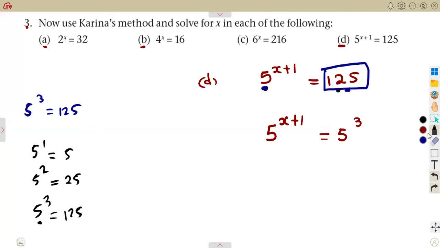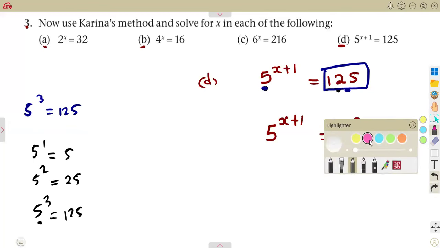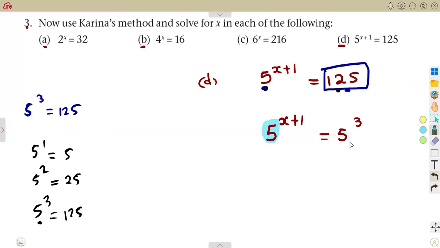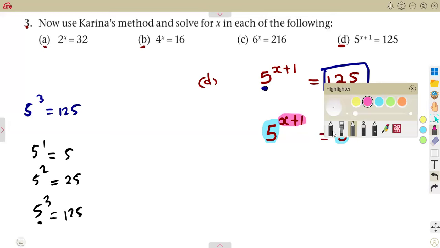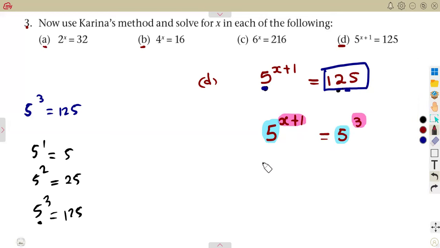Now, using the concept that we had, we can see that truly these bases are the same. This base and also this base, they are the same. So meaning to say, we can equate the exponents. The x plus 1 must be equal to 3. Take note, it's no longer a single term. It's an expression that we have there. But okay, let's just write, hence, x plus 1 must be equal to this 3 as it is. What type of an equation do you have?